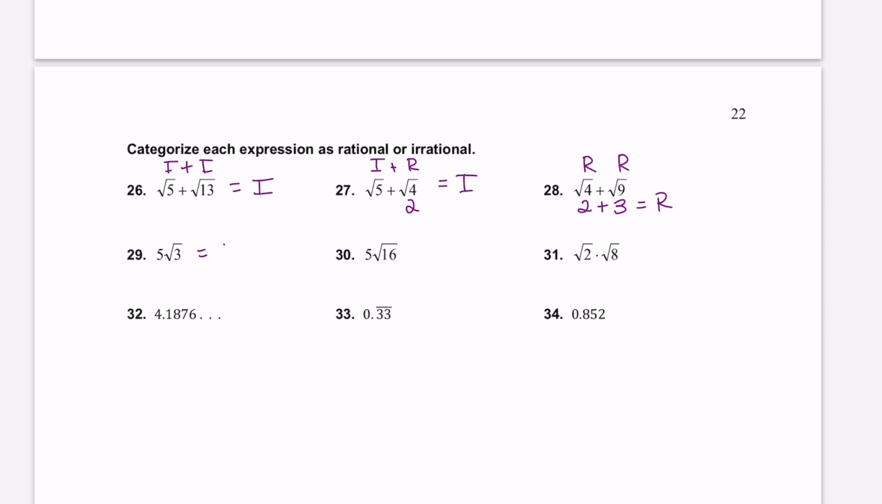5 times the square root of 3 is an irrational number. 5 times the square root of 16 is 4, which equals 20. This is a rational number. So we had a rational times an irrational number equals a rational. Square root of 2 is an irrational number. Square root of 8 is an irrational number. But when I multiply 2 and 8, I get square root of 16, which is equal to 4, which is a rational number. So we can multiply two irrational numbers and get a rational number out.